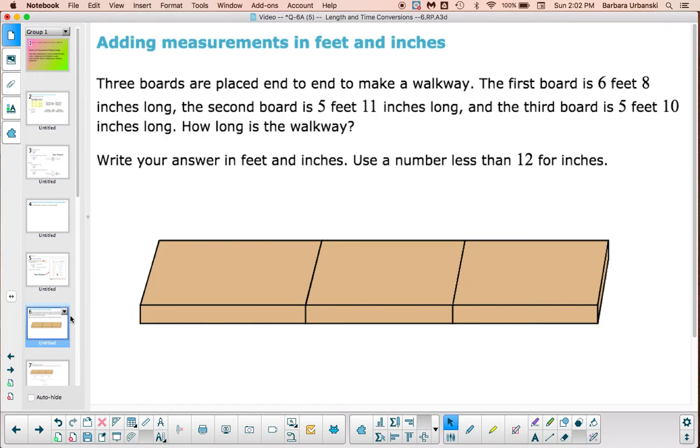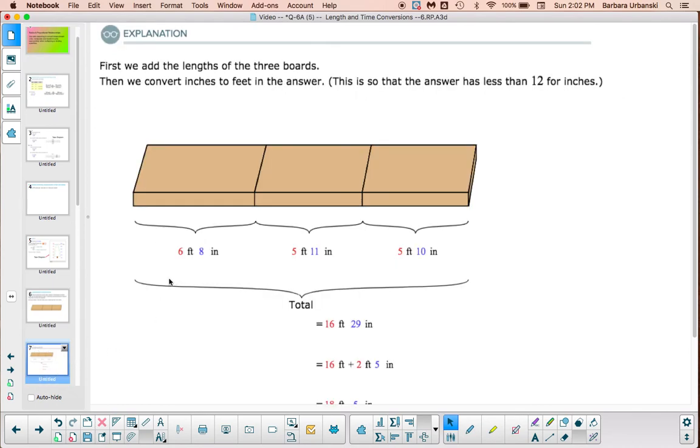You could simply add up all of the feet first. So you'd have in red the 6, the 5, and the 5, and that would give you your 16 feet. I'm sorry if I said inches before. It would be 16 feet. And then you'd add up all your inches. Notice, all the numbers in blue add up to 29.